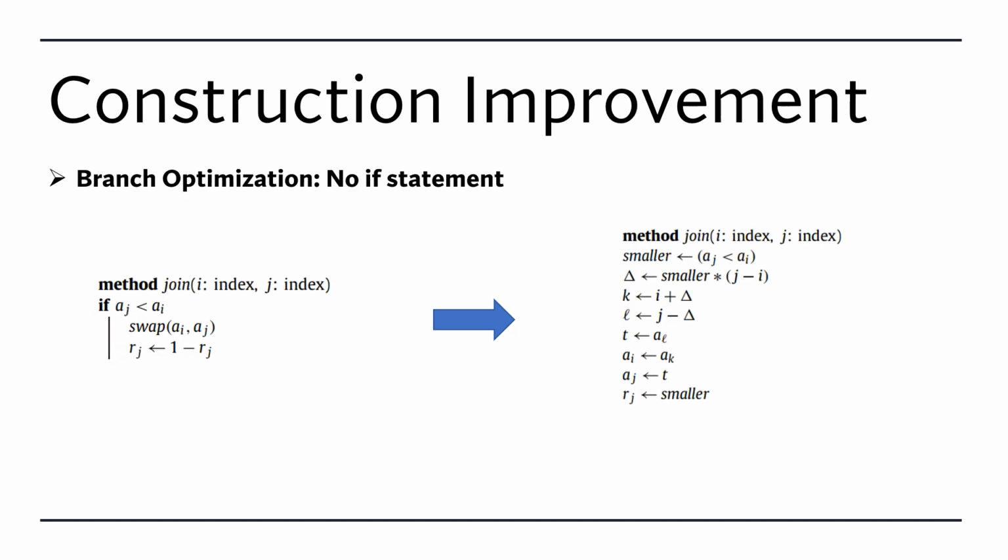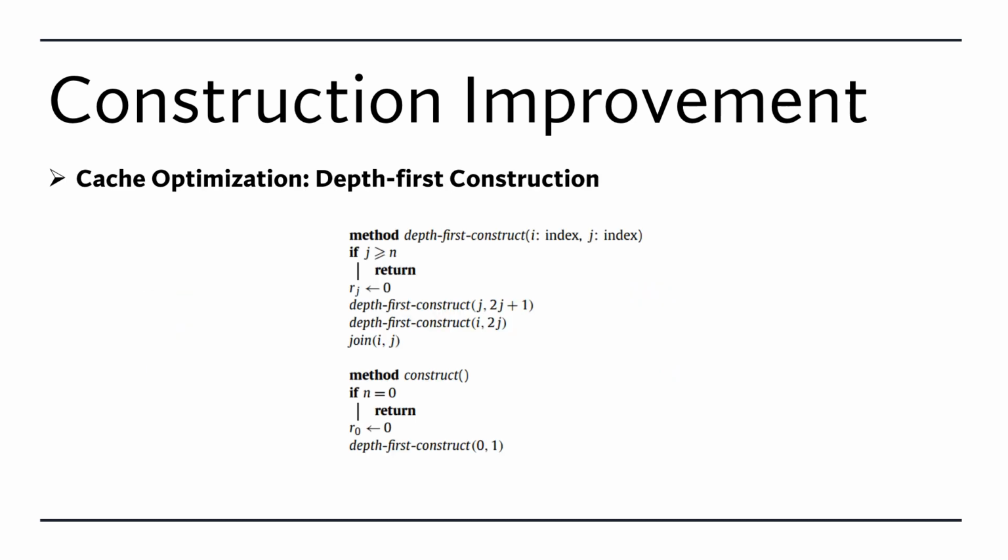The next optimization is branch optimization. In this optimization, the authors try to remove the if statement in the join operation. The reason is that work done by a wrong branch is wasted if the if statement is false. Thus, we remove the if statement and replace it with arithmetic operations. By this optimization, the running time for small problem instances is improved.